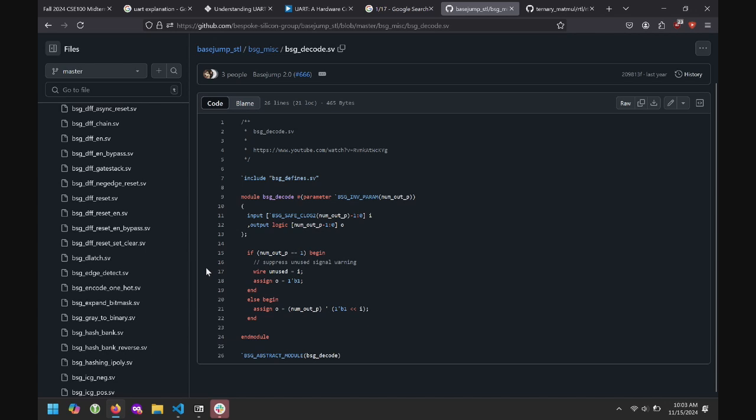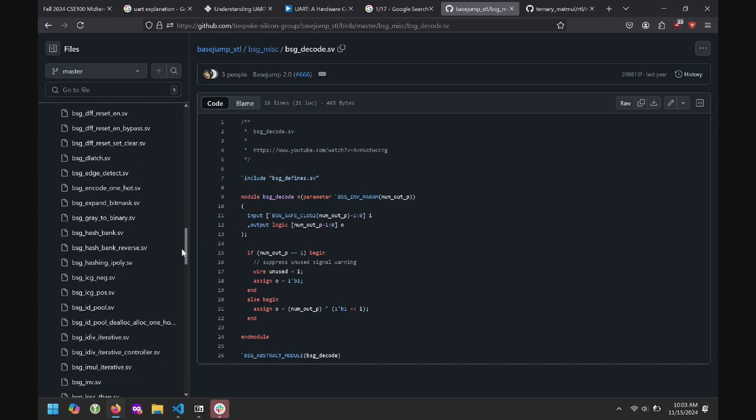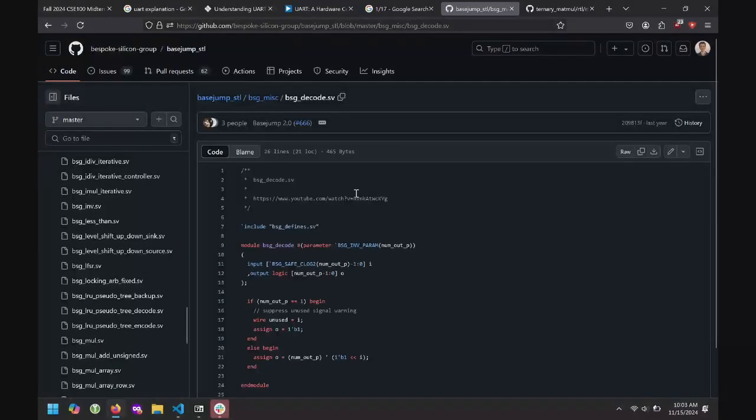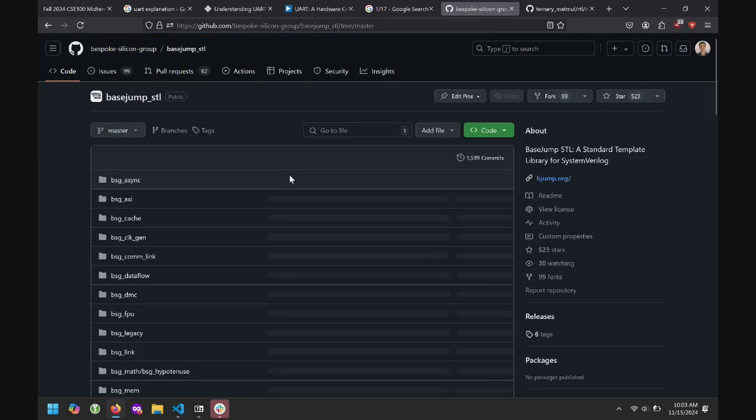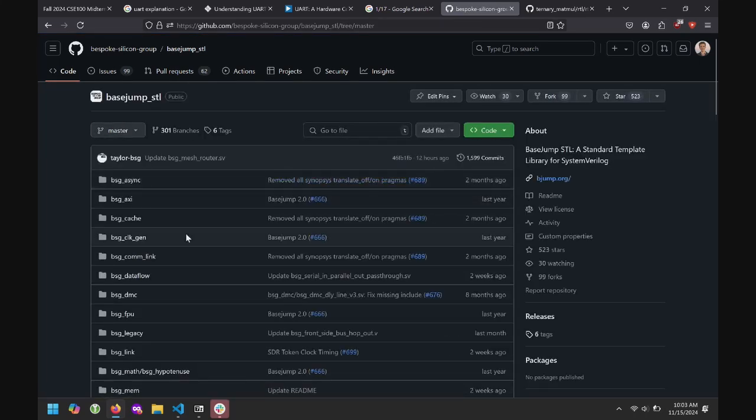And you will learn way more about ready valid in CSE 125, the advanced Verilog course. So I highly recommend taking that. I think it's offered in fall usually, so you can take it next year. Cool. Great, I use this repo all the time. If you are ever interested in looking up a really high quality example of Verilog, I highly recommend looking through BaseJump STL. Lots of really good stuff in here.